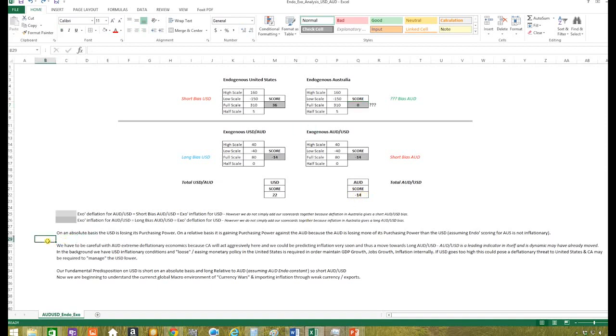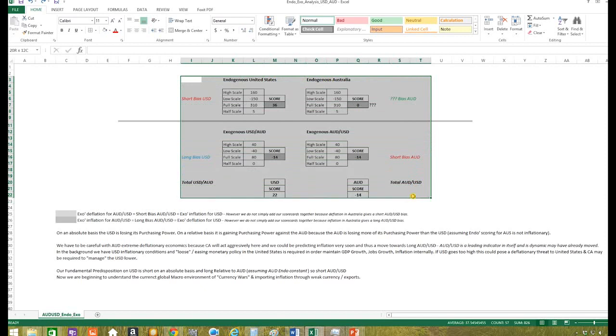So we have to be a little bit careful with our Aussie dollar extreme deflationary economics, because central authorities will act aggressively here, and we could be predicting inflation very soon and be moving towards a long Aussie dollar US dollar bias. And what we have to understand as well is that the Aussie dollar US dollar exchange rate itself is a leading indicator and is dynamic. So it may have already moved to actually price in what is happening here.